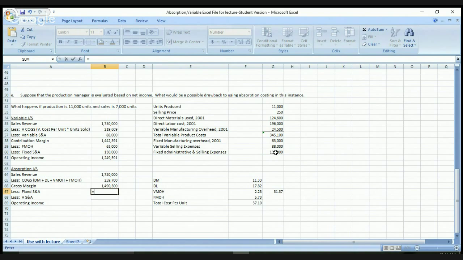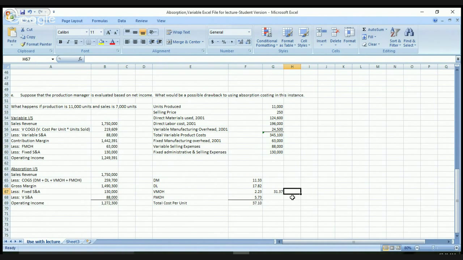My fixed selling and administrative costs are 130. The variable selling costs are 88. This makes my operating income to be the difference between these three numbers, and that is 1,272,300. Again, it's focusing on fixed costs.